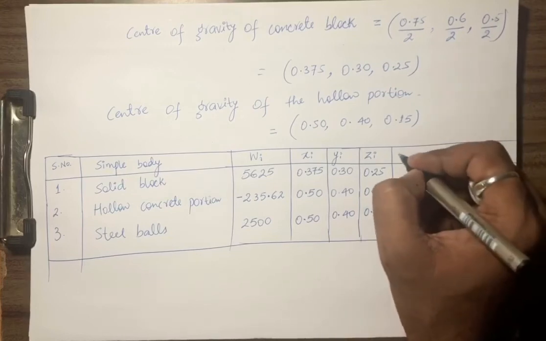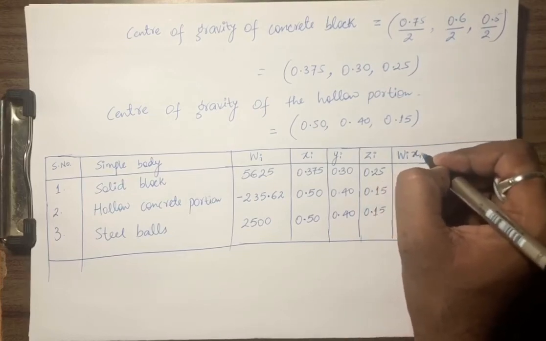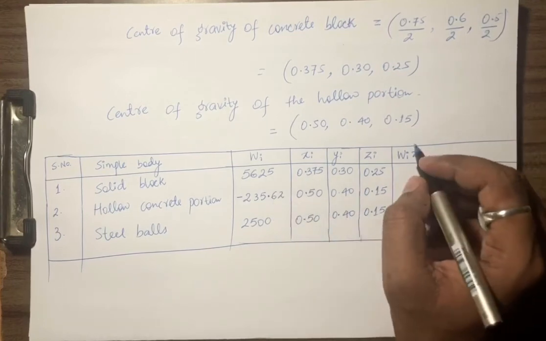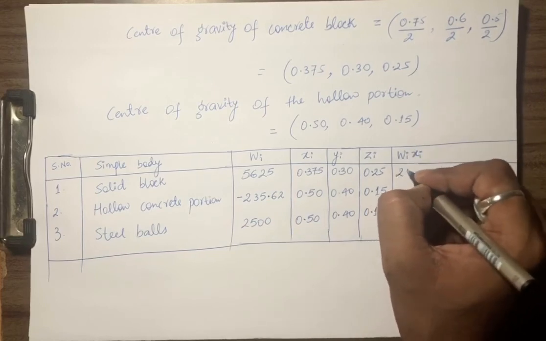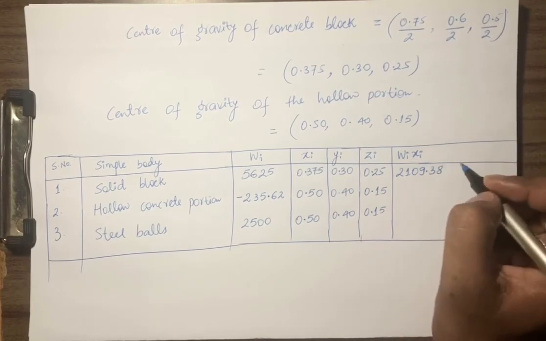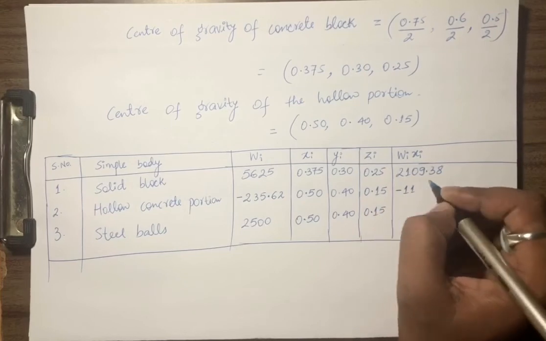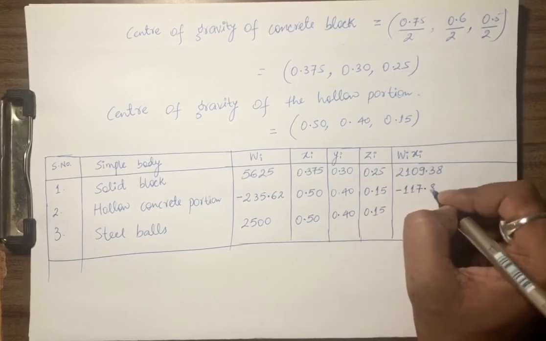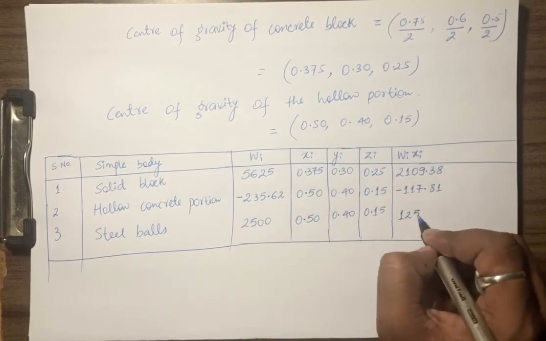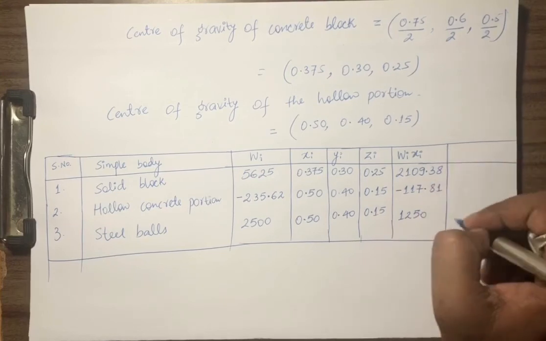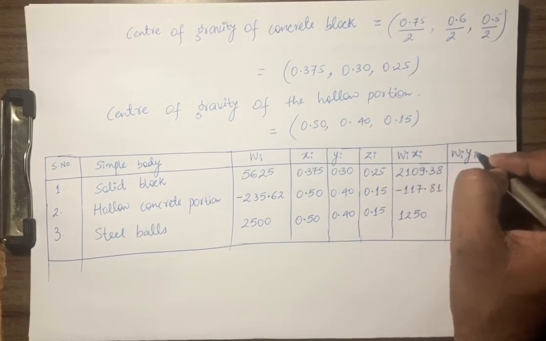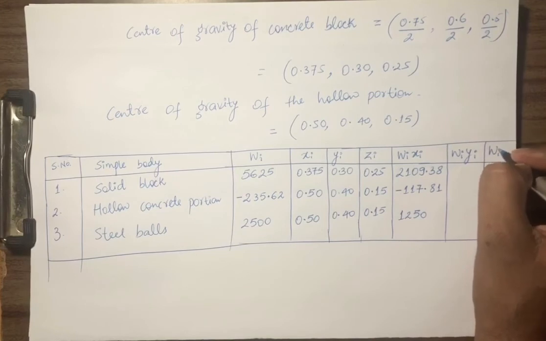Now what we have to do? Summation Wi Xi. We have to multiply these two values. What are we getting? 2109.38 minus 117.81 for this value, and this is 1250. I will do it for x, you can calculate y and z. Similarly Wi Yi and similarly Wi Zi.